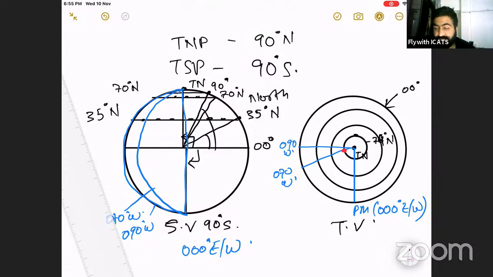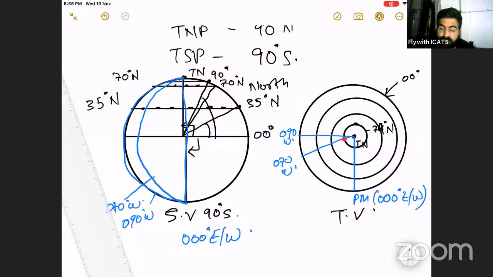Please write it down. When a magnet is broken into smaller pieces, each piece becomes a magnet with its own north pole and a south pole of equal strengths. Each piece becomes a magnet with its own north pole and south pole with equal strength.